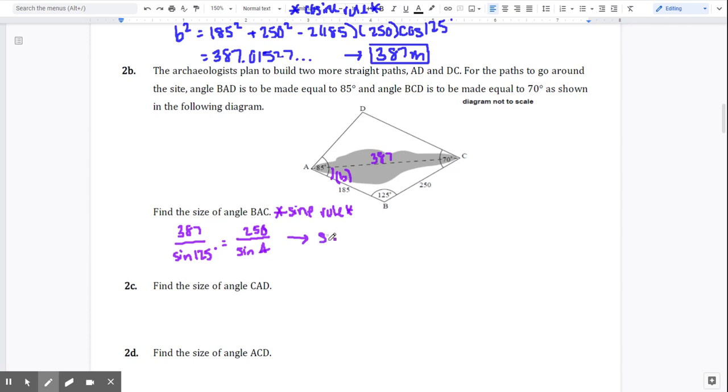Cross multiplying and solving for the sine of the angle we're looking for, I'm looking at 250 sine 125 divided by 387. So in my calculator, I'll want to do the inverse sine of that fraction. And when I do that, I get 31.949, or to 3 sig figs, 31.9.